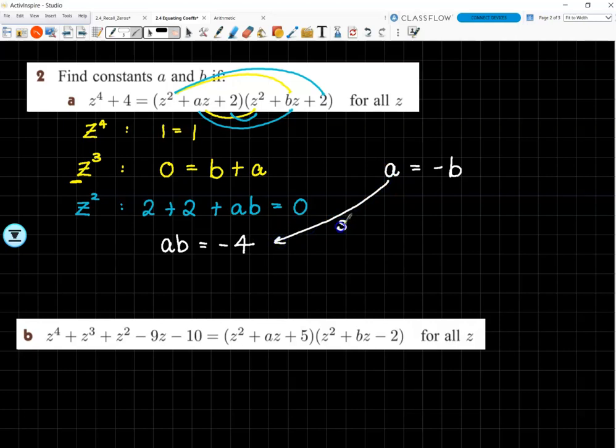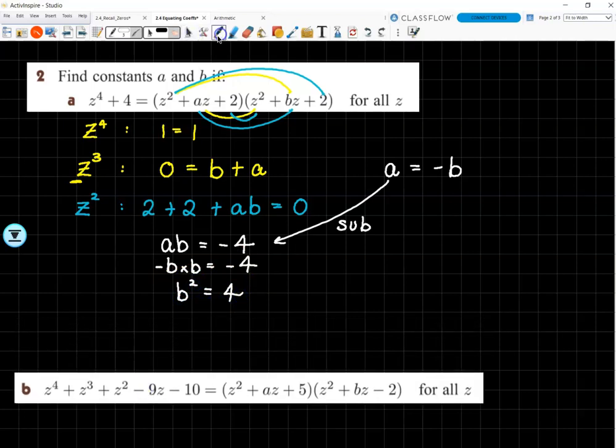Okay, so sub. So now I've got minus b. I probably wouldn't normally write this line in. I'd probably just go straight to b squared equals 4. But you can see now the negatives cancel out and b squared equals 4. So therefore, what's b? Plus minus. Oh, very good. You didn't just say 2. It could be plus or minus 2. So we've got 2 answers. And that means that when b equals 2, what's a going to equal?